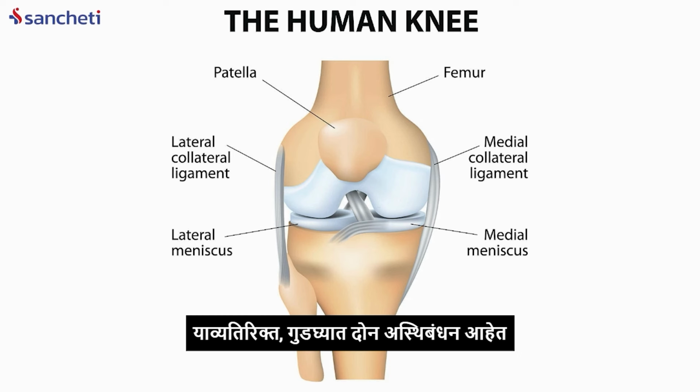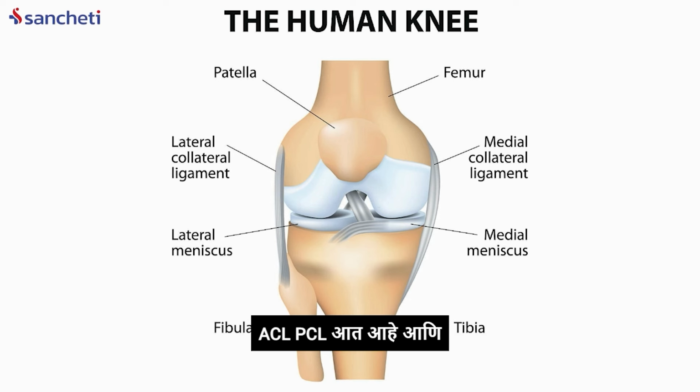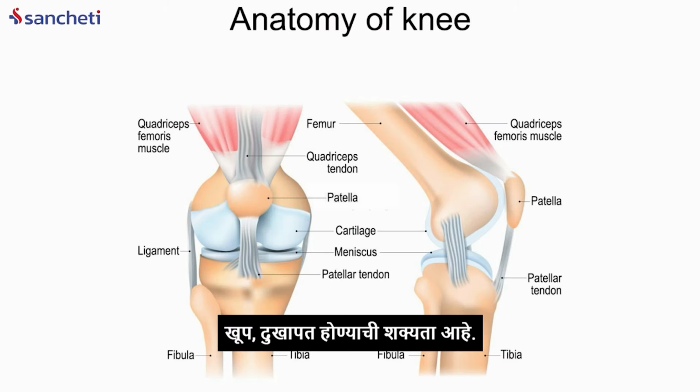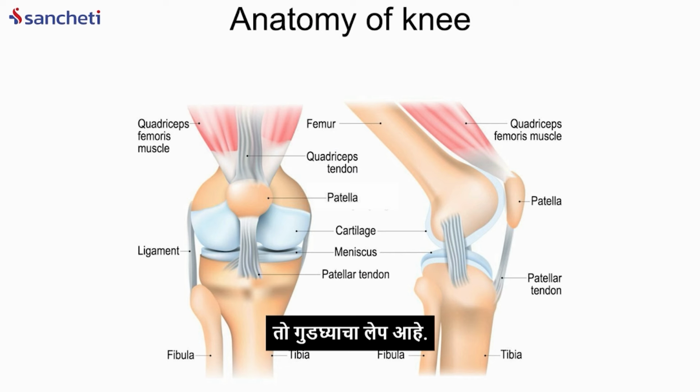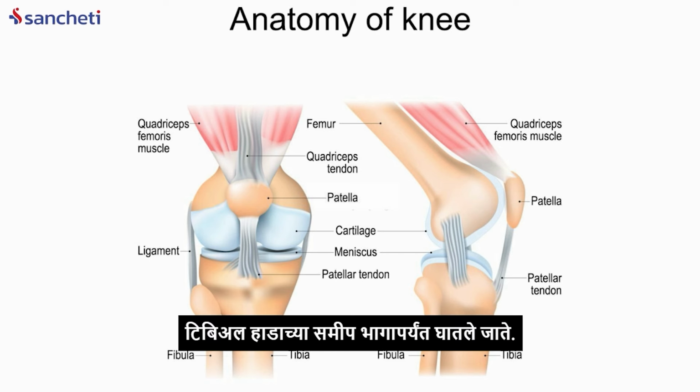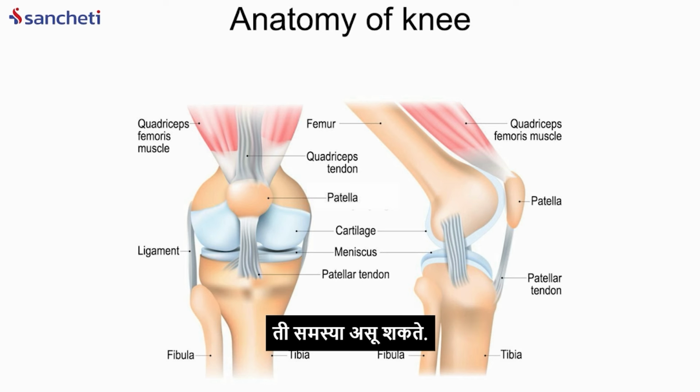Additionally, there are two ligaments inside the knee and two ligaments outside the knee. ACL and PCL are inside, and the medial and lateral collateral are outside. Plus, the articular cartilage, which is the coating of the knee, is very prone to injury. Next, we have the menisci in the knee. The meniscus is the shock absorber of the knee, and that can get injured. Then we have the tendons, that is the patellar tendon, which gets inserted from the kneecap to the proximal part of the tibial bone, that is the tibial tuberosity. That can be a problem.